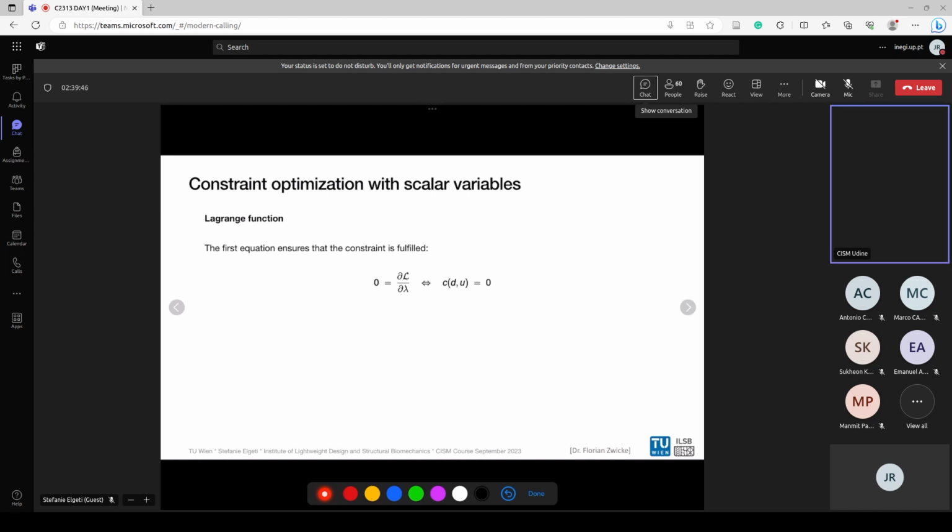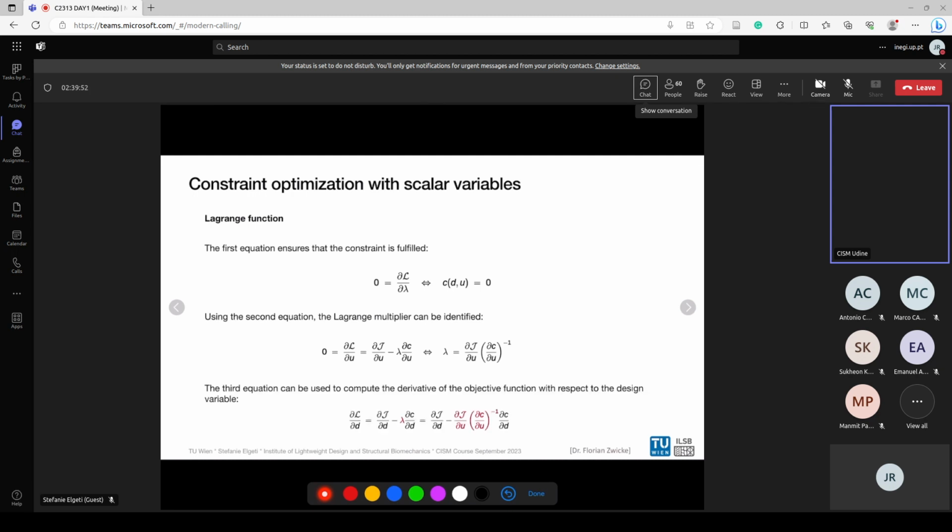Oh, there's a question. They basically are saying that the gradient of j and the gradient of c are parallel, correct? Yes, exactly. So this is what ensures that the gradients are parallel, as we just said.